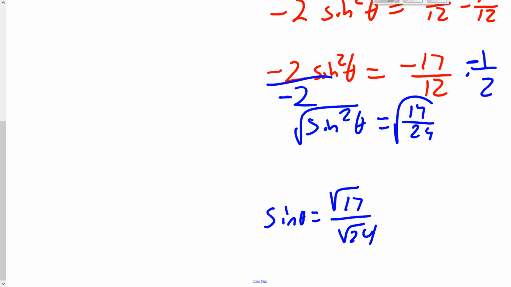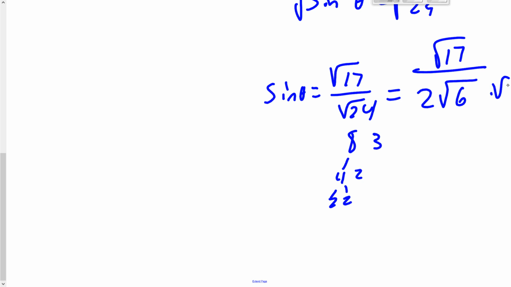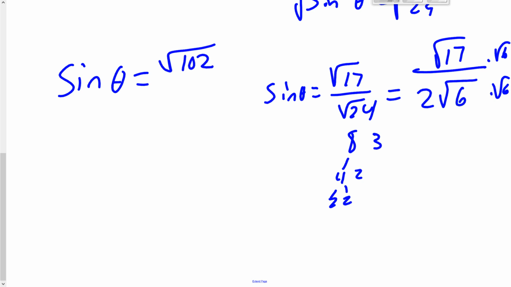You can go ahead and break down that 24 to 8 and 3, and then 4 and 2 and 2 and 2. So then we can pull a 2 out, and we get square root 6. And on top we have square root 17. Then we can rationalize multiplying by root 6 on bottom and on top. So 17 times 6 is 102. So sine of theta equals square root of 102 all over, so 6 and 6 makes a pair, so 6 comes out, 2 is already out, so that's 12 over 12. So there's sine of theta.